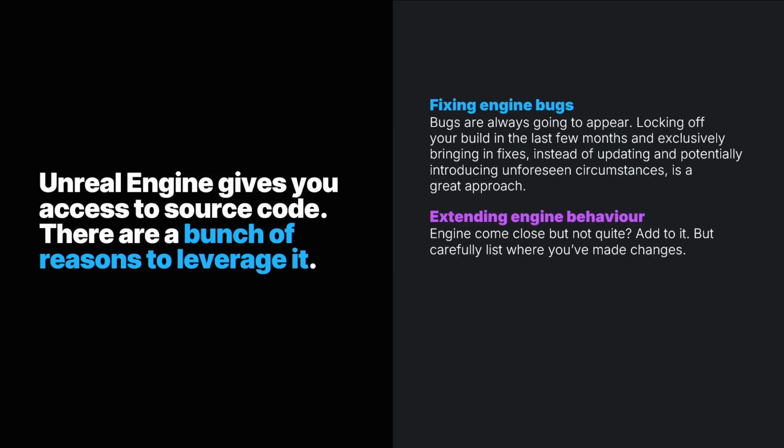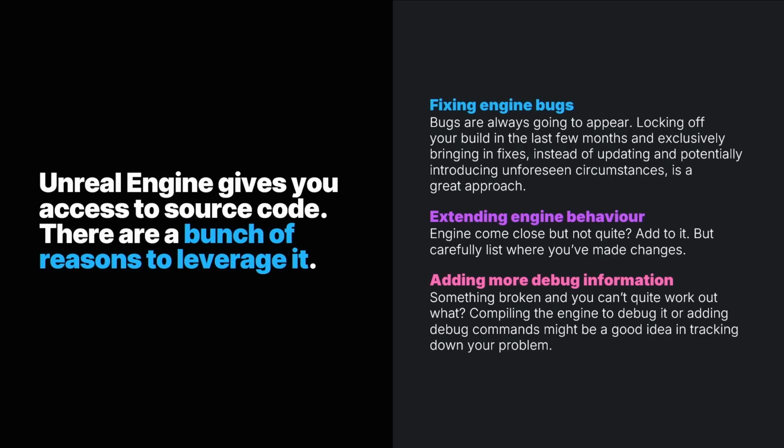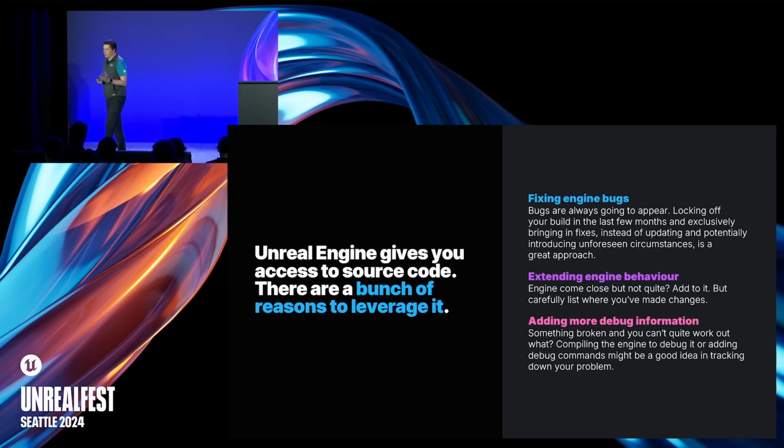Extending engine behavior. If you feel like the engine comes close, but it's not quite there, you can add to it, you can extend it. But make sure that when you're doing it, you're really carefully listing where you've made changes, because when you do migrate up your engine version, you're going to need to bring those changes back over. Adding more debug information is another common one, where if you can't track down where something's occurring, going into that side of things can really help clarify where a bug, a headache, or an issue is.